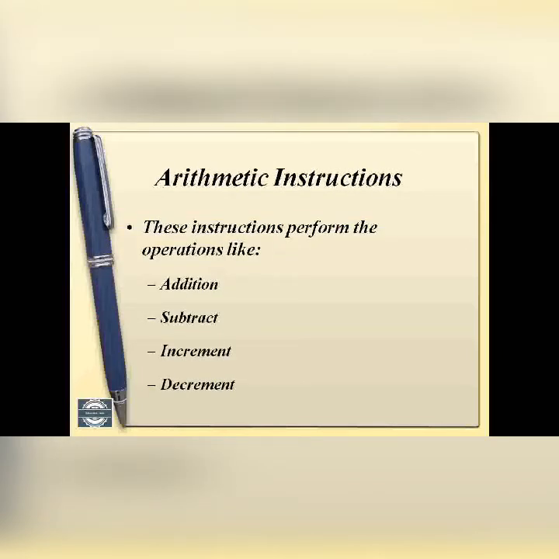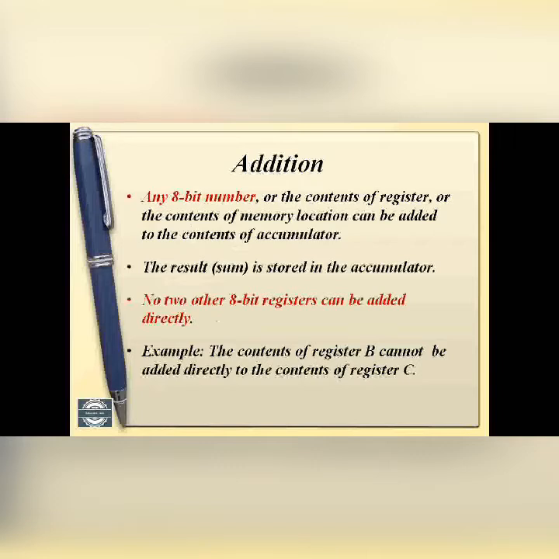Now let's start with the arithmetic instructions. Arithmetic instructions generally are addition, subtraction, and so on. Addition is known as 8-bit registers being added directly. Here an 8-bit number, or the content of a register, or the content of a memory location can be added to the content of the accumulator.